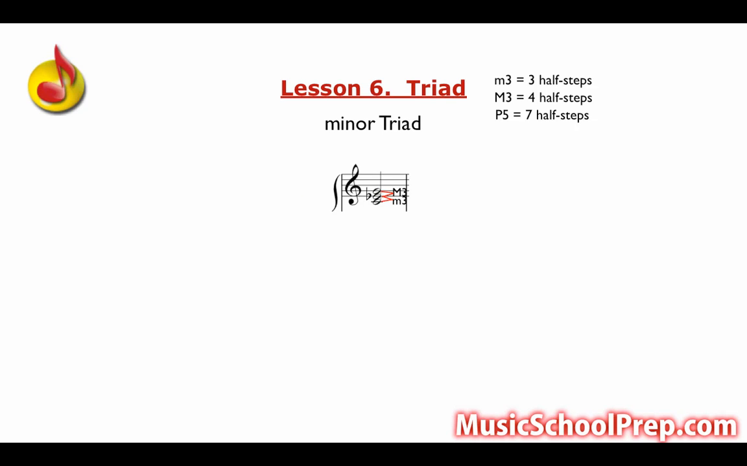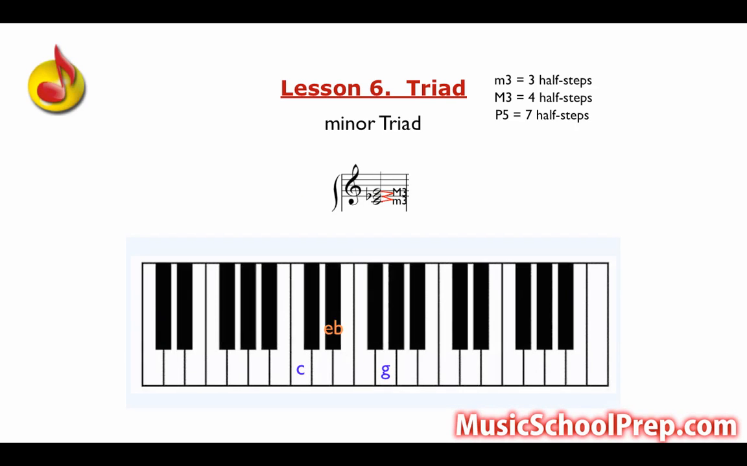Here is a C minor on the treble clef. From C to E flat is a minor third, as we can see on this keyboard, 1, 2, 3 half steps. And from E flat to G is a major third, 1, 2, 3, 4 half steps away. Also, the interval from the root to the fifth is a perfect fifth. Again, 1, 2, 3, 4, 5, 6, 7 half steps away. Listen to the minor triad's sad quality.